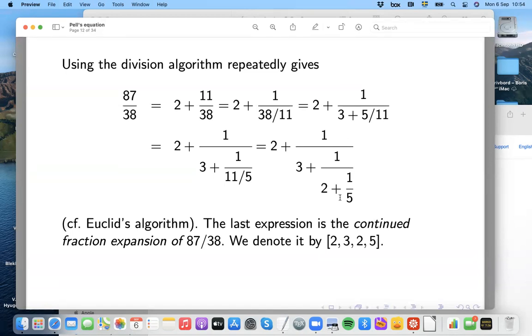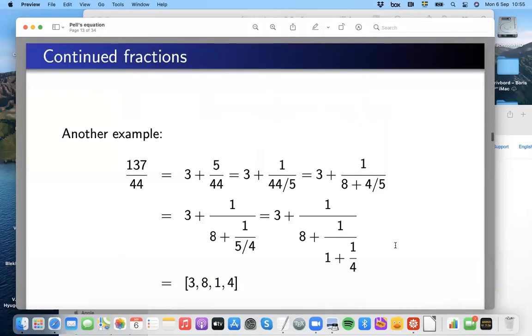And this would be the end of it, because now we have this sequence. So we don't need to do this anymore because we have an integer here. So we have 2, 3, 2, 5. So the number 87 divided by 38 you can encode by a sequence of integers 2, 3, 2, 5. It contains complete information. You can go back and get 87 divided by 38 from this sequence.